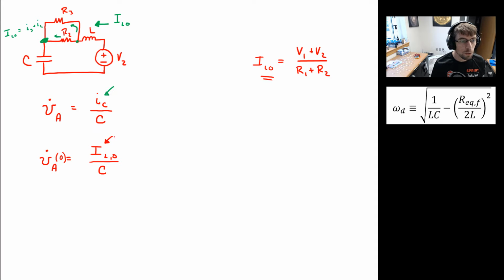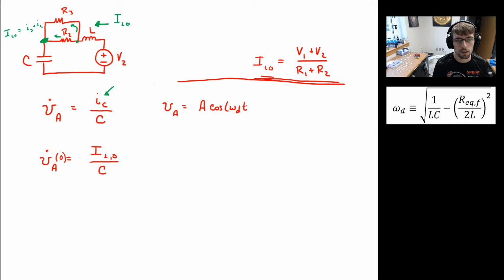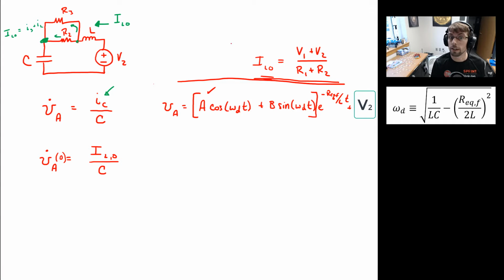So what we have to do to apply the second initial condition is to consider the time derivative of VA at 0, and then set that equal to this I_L0 over C. So let's go ahead and do that. We have our expression for VA. I'll write it down again just so that we have it here. Bear with me, and don't forget, we already know what the value of A is. We've used the initial condition on the capacitor to find it. So we need to find B.